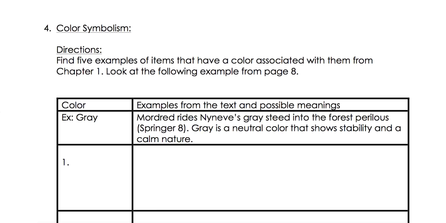Next, we are going to move on to color symbolism. Now, there are many different colors used throughout I Am Mordred, and there's an example provided for you with the color of gray. However, your job is to find other examples of where color symbolism is prevalent. Now, you're going to find a lot of great examples on page 8. However, if you look through pages 8 through 10, you will find many, many examples of how our author uses color symbolism when Mordred is in the Forest Perilous.